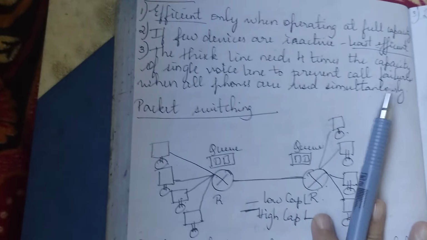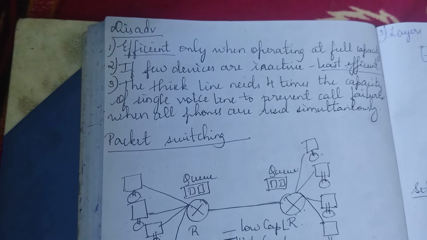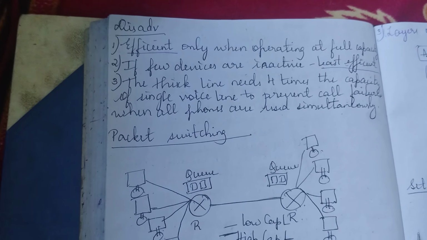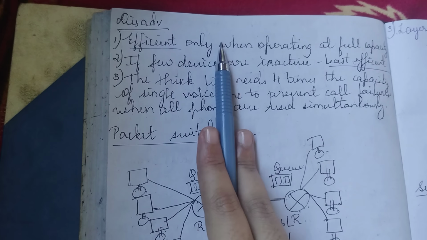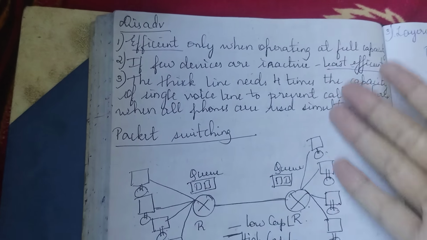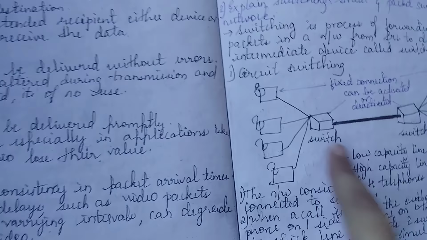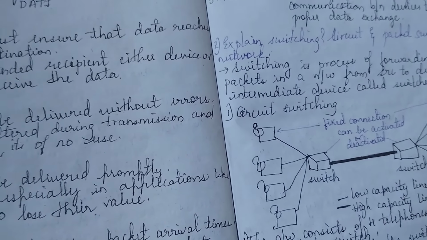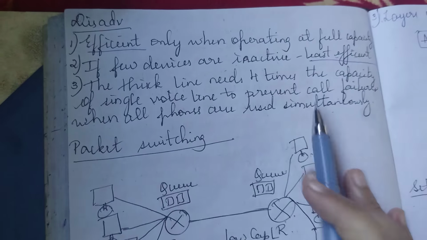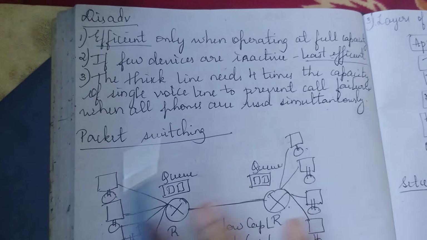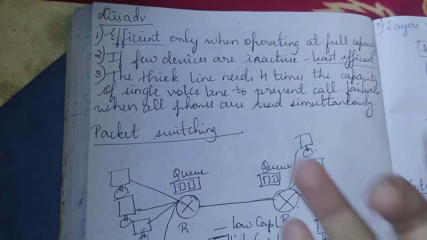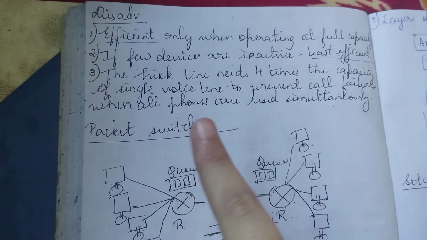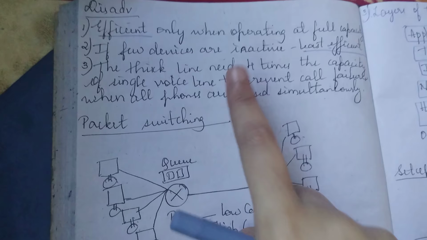Now we will look into packet switching. Before that, we have to write the disadvantages also. Remember, for circuit switching, you should always speak with respect to efficiency. That is, it is efficient only when all those 4 are working, when all these 4 will be working during the high capacity line, right? So the same thing you are going to write here. And if only 1 or 2 devices are active, then it is least efficient. Similarly, the thick line needs 4 times capacity, but if you are using only 1, it requires only 1 time capacity. That you have to explain.